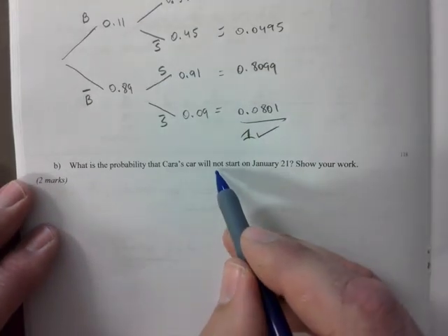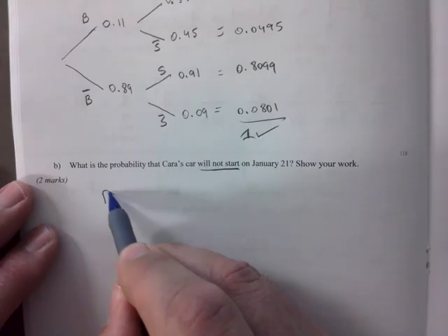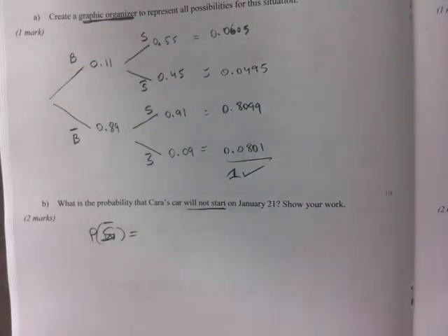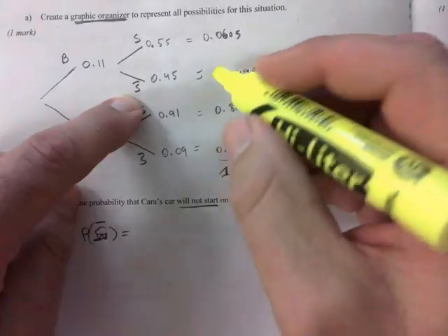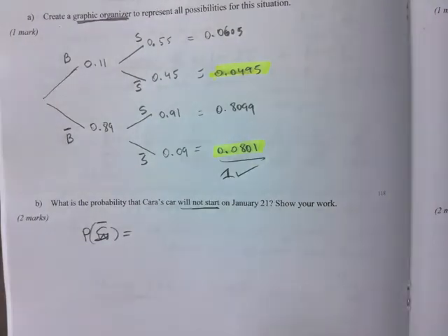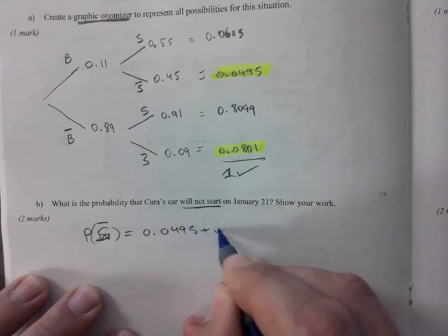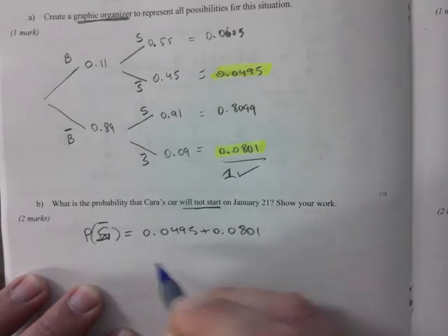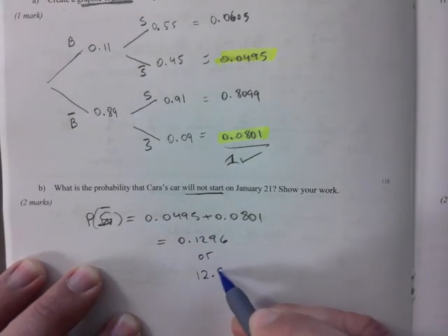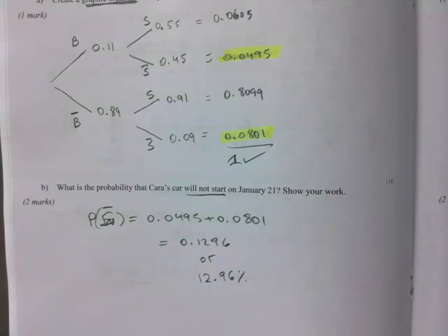What's the probability that the car will not start on January 21st? So for the probability of not starting, you have to add all the non-starters. Where's the non-starter? Right here, and also right down here. So these two need to be added for not starting. And I get 0.1296, or you can choose if you want to write it as a percentage or decimal. It doesn't matter. You have that.